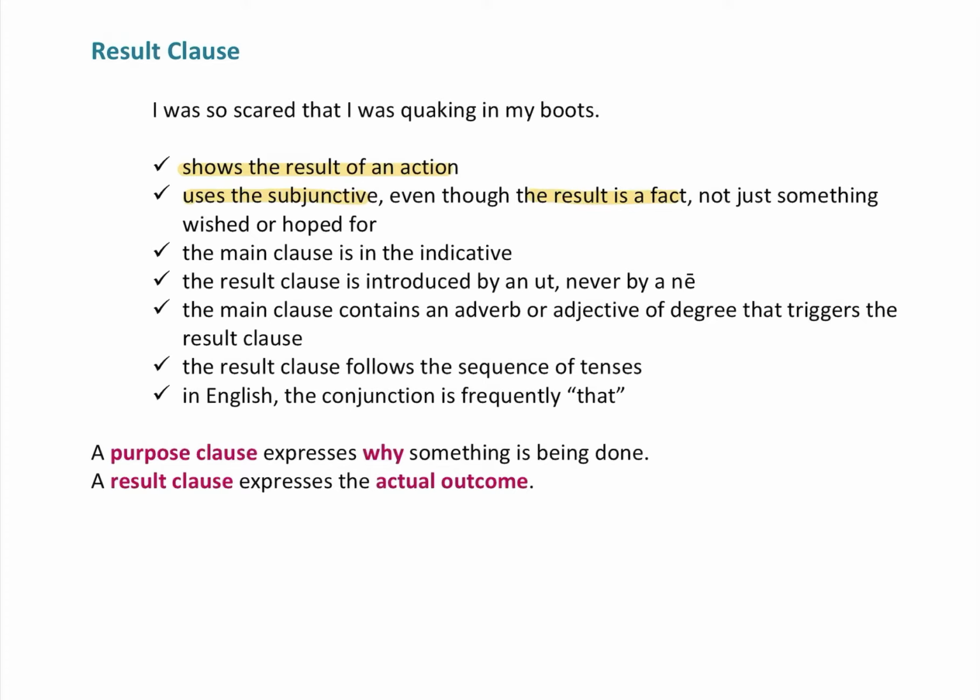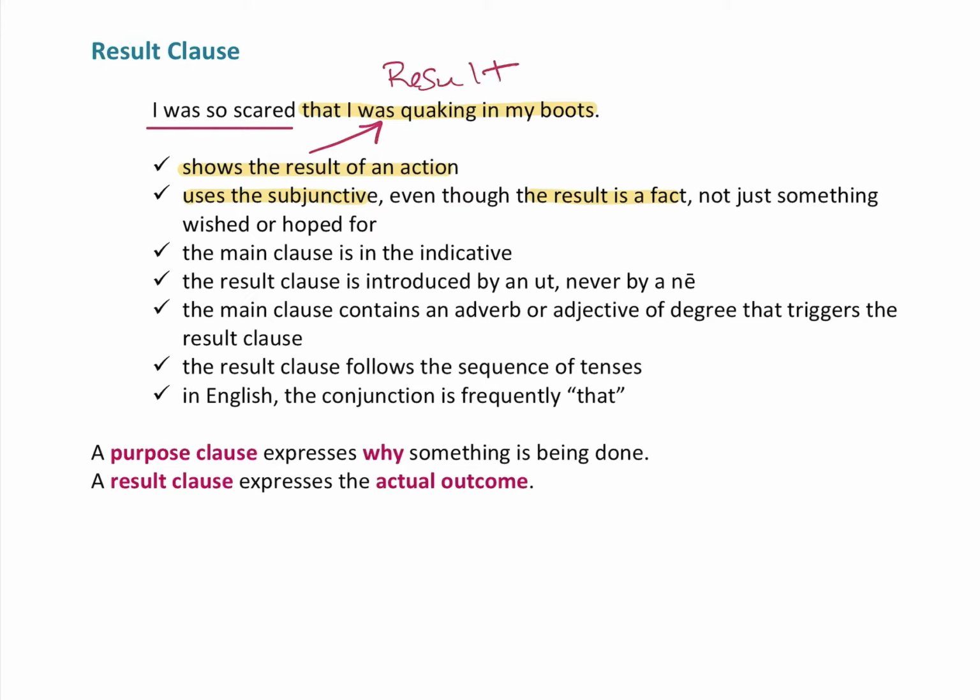So let's look at the sentence. "I was so scared that I was quaking in my boots." Which clause in this sentence should be in the indicative? "I was so scared." That's the thing. That's not the result, right? The result would be the second part of it. So the result clause is that I was quaking in my boots.